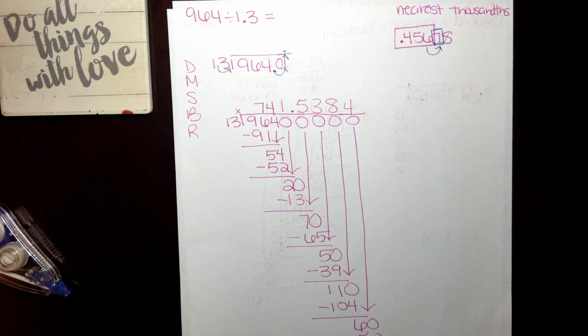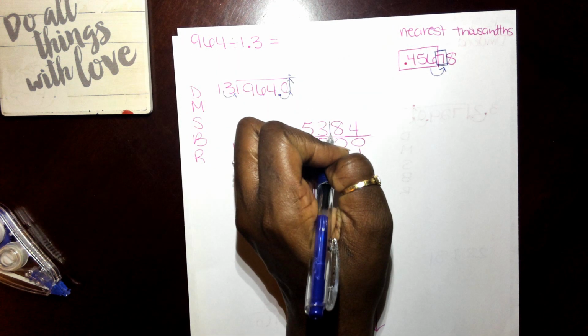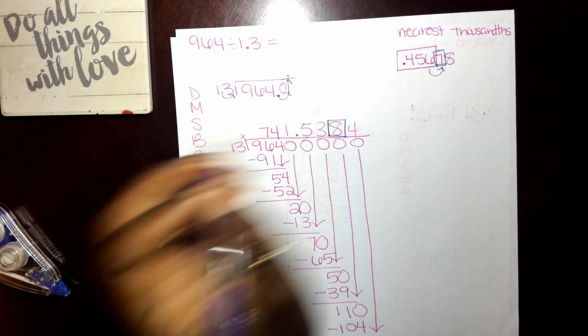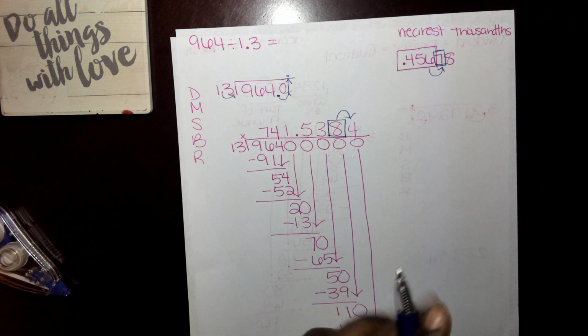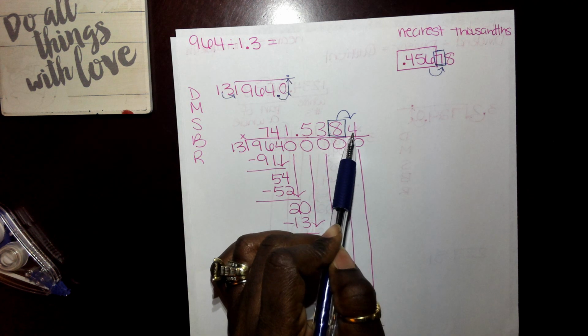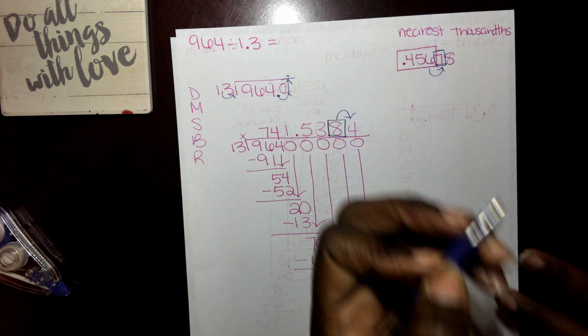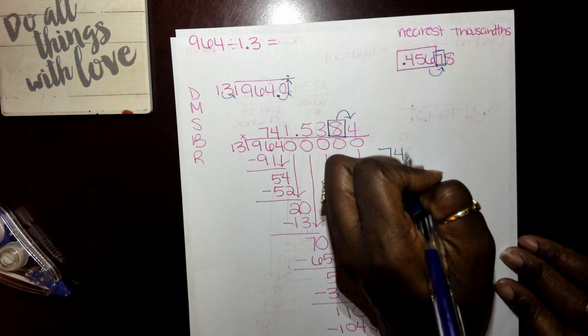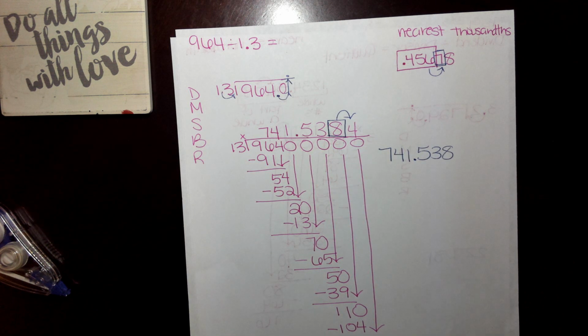But I have enough numbers to figure out what my answer is going to be if I round it to the nearest thousandth. So what I'm going to do is look at my 8, which is the one that may change based on what happens to my right-hand man. And my right-hand man is less than 5. So that means that my 8 will stay the same. So my quotient is going to be 741 and 538 thousandths. That will be my answer.